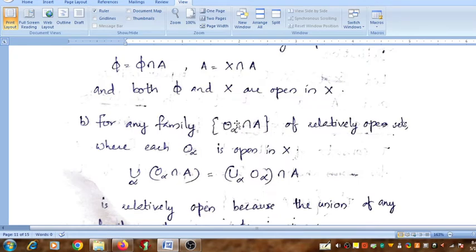From the collection tau prime, we are choosing members and giving them labels. The first chosen element is alpha 1 intersection A, and the second element is alpha 2 intersection A. The third element will be alpha 3 intersection A, and it will go on like that.